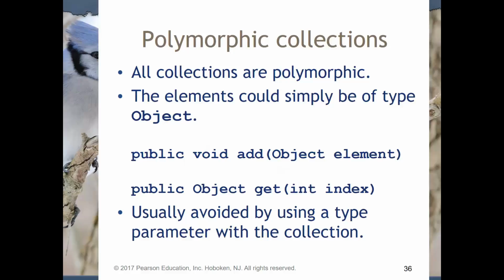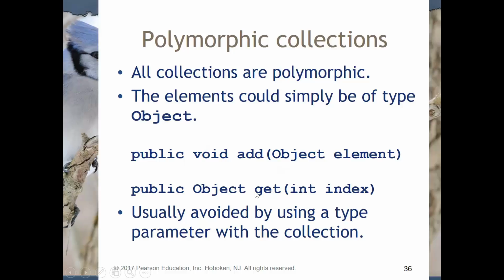Polymorphic collections. All collections are polymorphic by definition. Objects could simply be of type object, or elements could simply be of type object. The definition of add right now looks like this, meaning that you can pass in anything. Java doesn't particularly care. Public object get int index is just an example. I would avoid this, but you conceptually could do it. I would prefer that this was integer, but that's just my opinion.